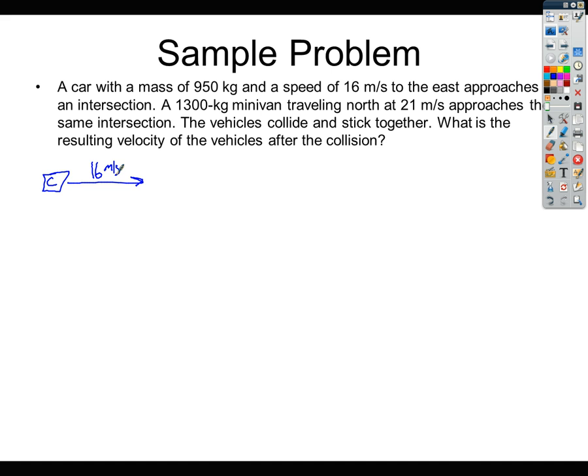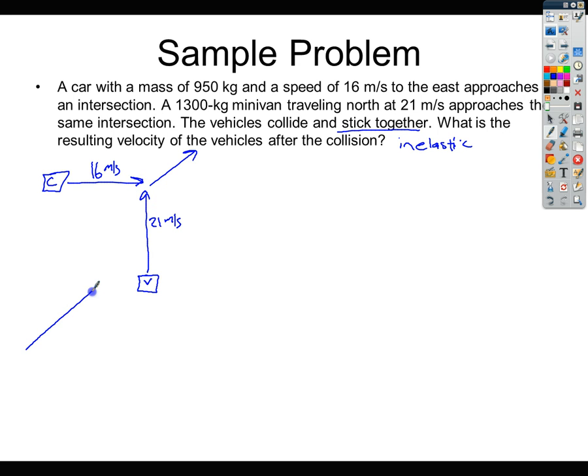And there's a minivan coming into the same intersection. Unfortunately, somebody's not paying attention, or somebody's texting or doing something, and they collide together, and when they collide, they stick together. So this is another inelastic collision. When they stick together, they're probably going to go off at an angle like this.